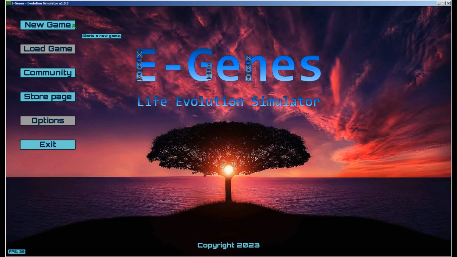Welcome to eGenes, Life Evolution Simulator. This simulator is based on Charles Darwin's theory of evolution by natural selection.